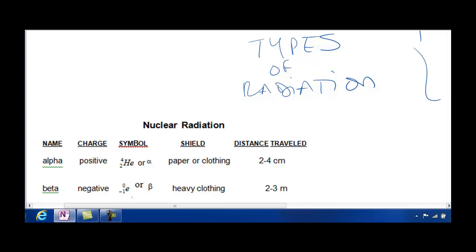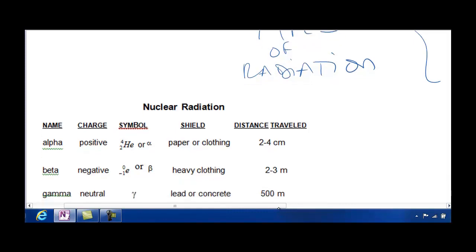Beta travels 100 times further than alpha. We remember that there's 100 centimeters in a meter. Alpha traveled 2 centimeters. This is traveling 2 meters or 3 meters. So it's much more penetrating, but still not so bad. Beta is our second type of radiation. They're negatively charged, and think of beta as very fast moving, negative, little electrons, very light. So far so good? Keep moving.